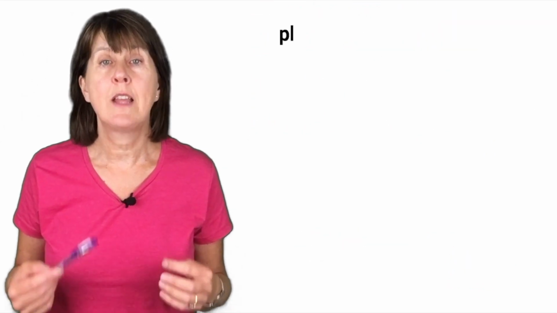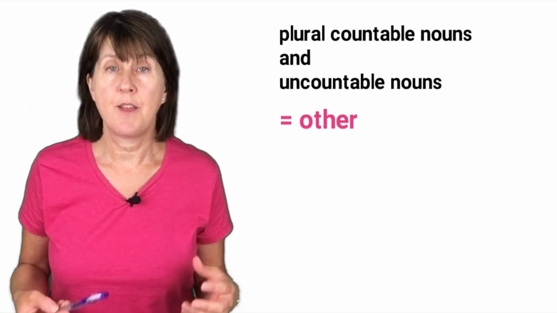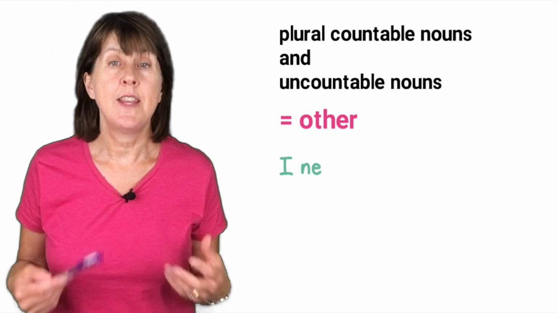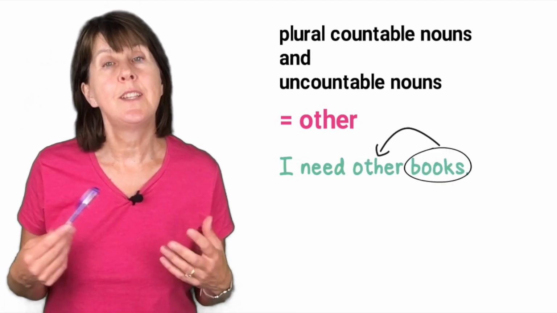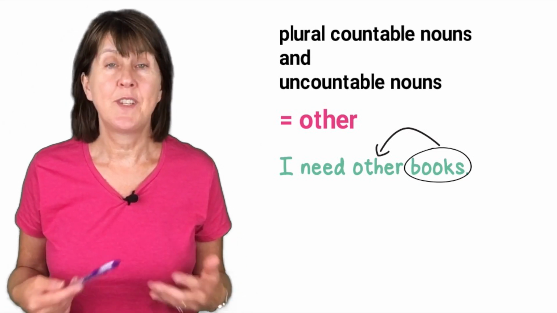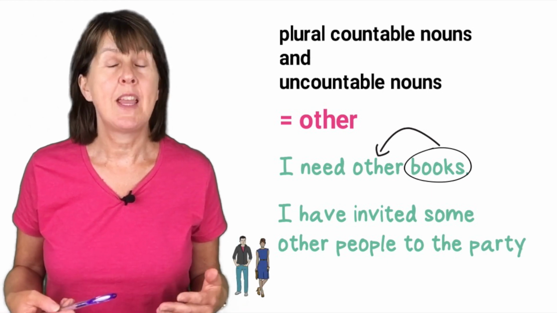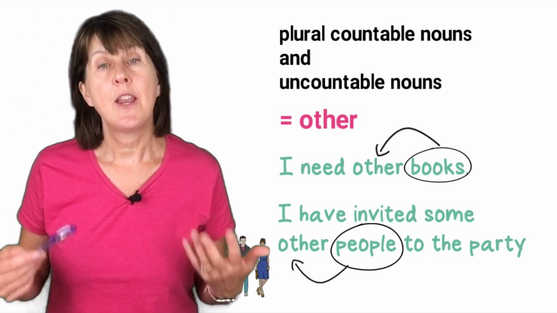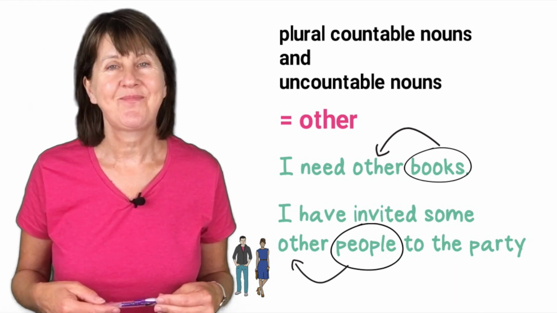Whereas with plural countable nouns and uncountable nouns, we can use other. So for instance, I need other books. Books is a plural countable noun and you want additional books. So also you could say, I have invited some other people to the party. People here is an uncountable noun and you have invited alternative or additional people to the party.